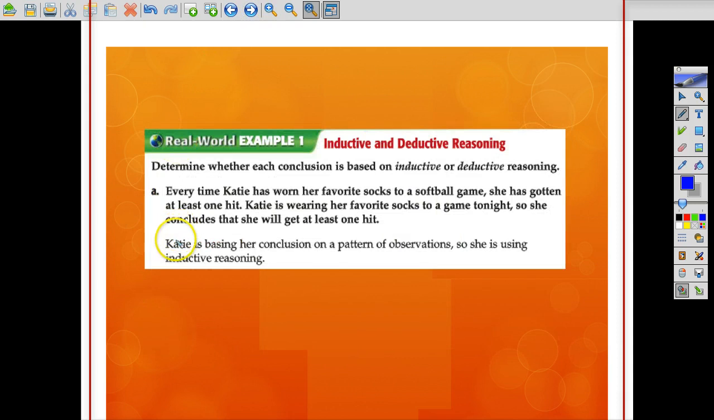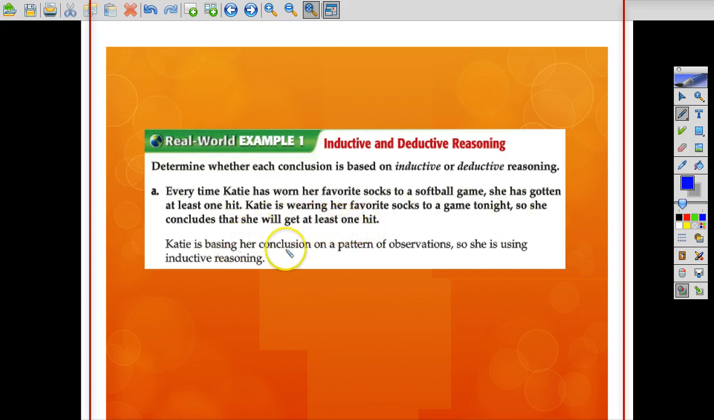All right, so example 1. Determine whether each conclusion is based on inductive or deductive reasoning. A. Each time Katie has worn her favorite socks to a softball game, she has gotten at least one hit. Katie is wearing her favorite socks to a game tonight, so she concludes that she will get at least one hit. Is it inductive or deductive?